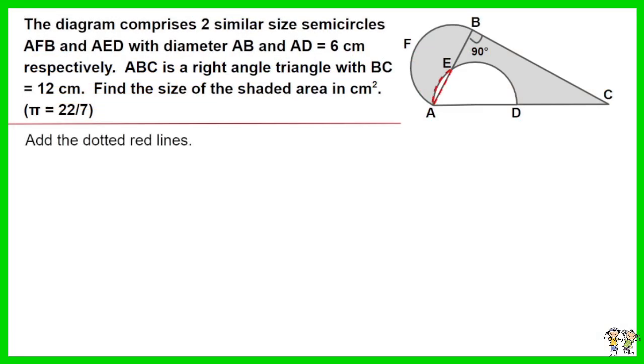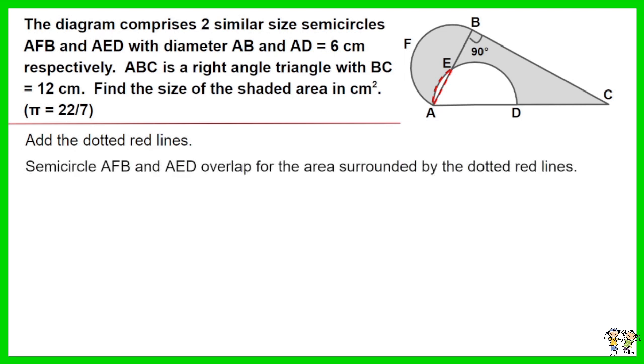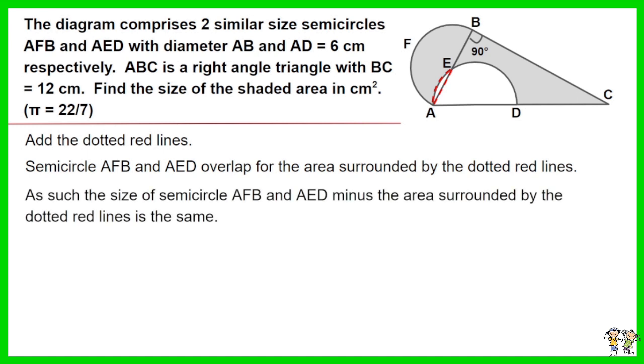Add the dotted red lines. Semicircle AFB and AED overlap for the area surrounded by the dotted red lines. As such, the size of semicircle AFB and AED minus the area surrounded by the dotted red lines is the same.